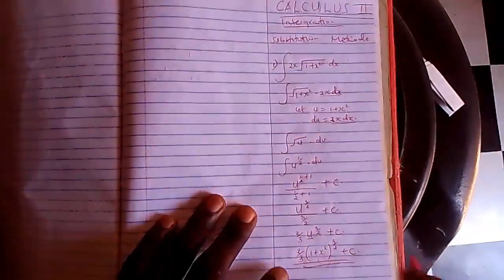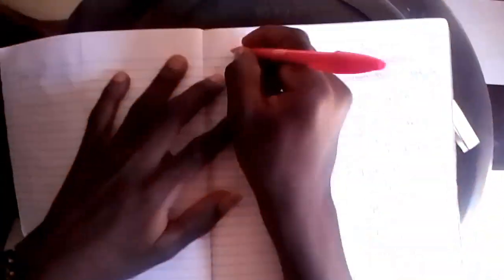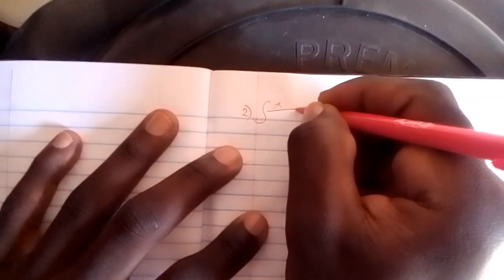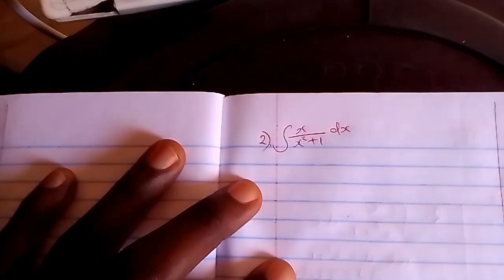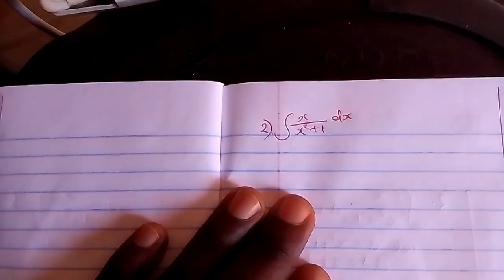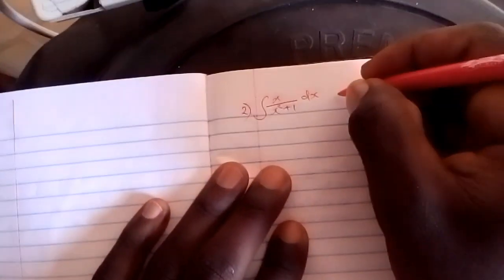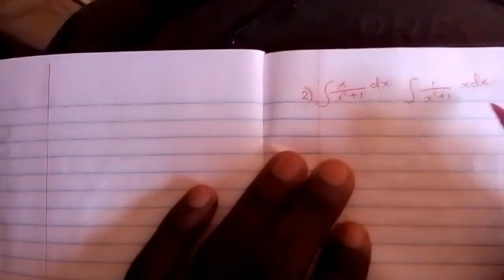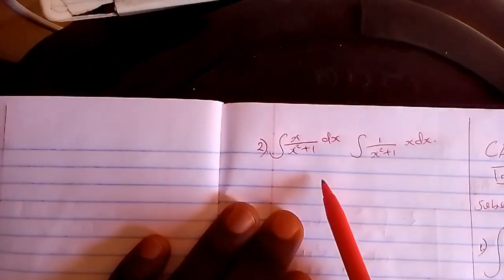Let me take another example, so that we can see how we approach different questions. Example 2. Example 2 is the integration of x over x squared plus 1 dx. Also this one, if you substitute, first of all you have to rearrange it. Someone can say that this is the integration of 1 over x squared plus 1, then x dx. This is the same as just multiplying this x by 1, then it comes back to the original equation.